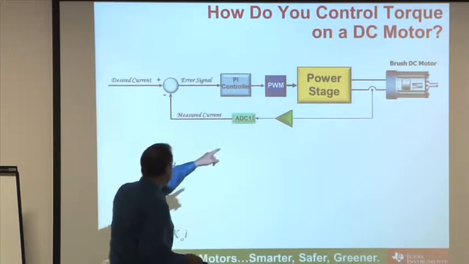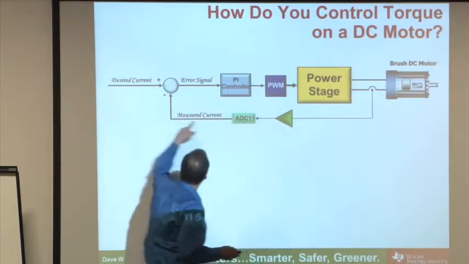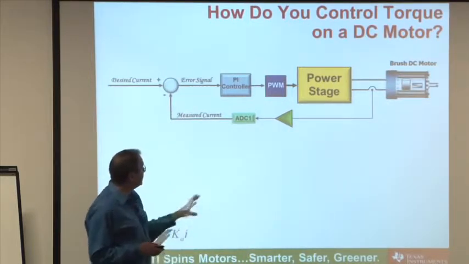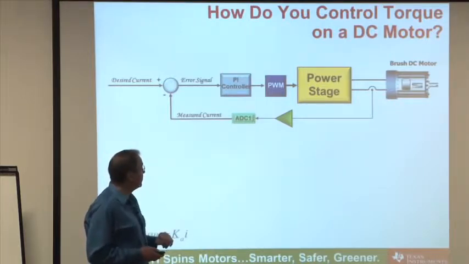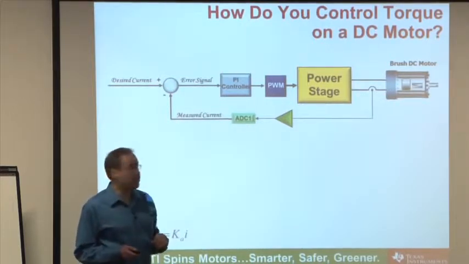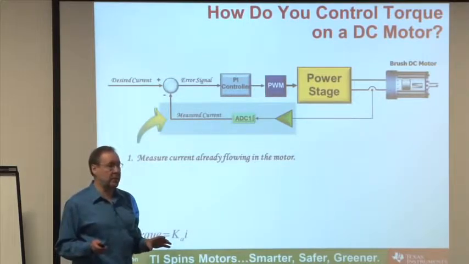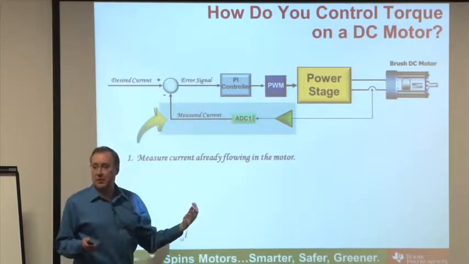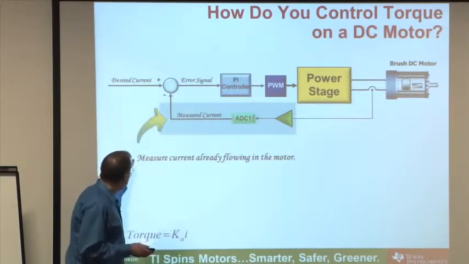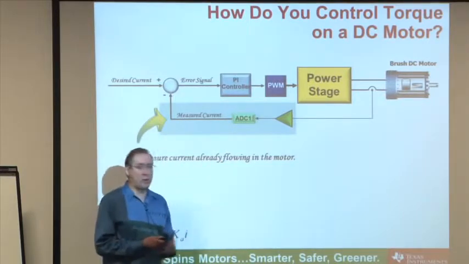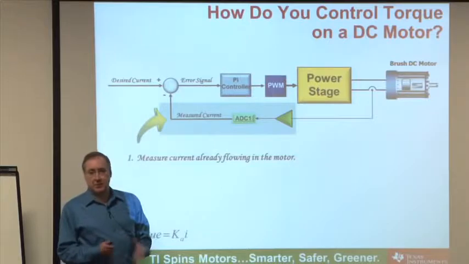It is the motor's current. So I need to measure the motor's current, feed it back into my system right here, and I can basically summarize how to do torque control in 4 easy steps. Number 1, and bear with me, this may seem overly simplistic, but I think you'll see why I do it this way when we get into field-oriented control. Step number 1, measure the current that's already flowing in the motor. That's what exists right now.